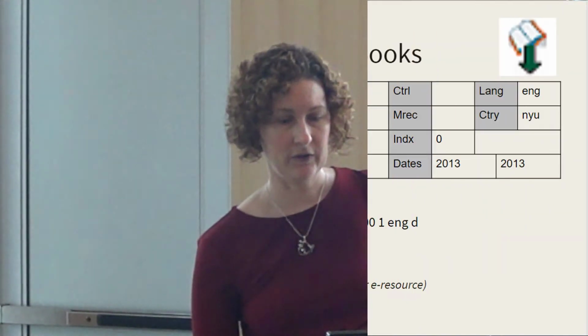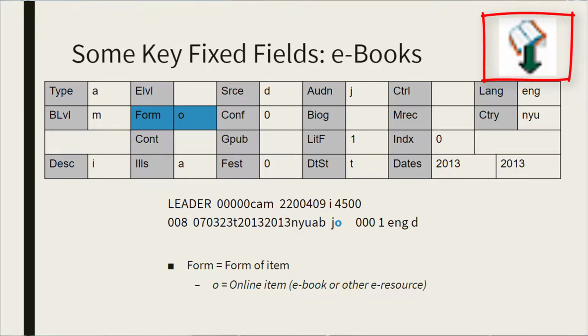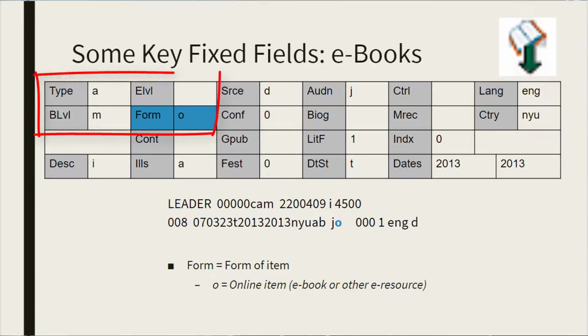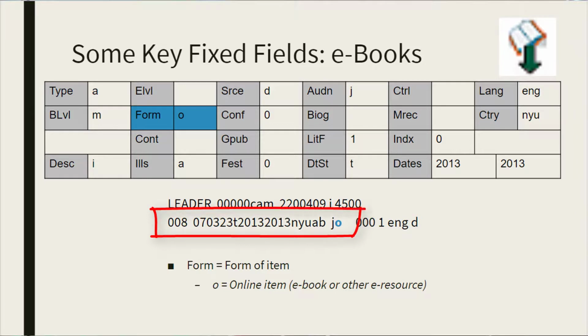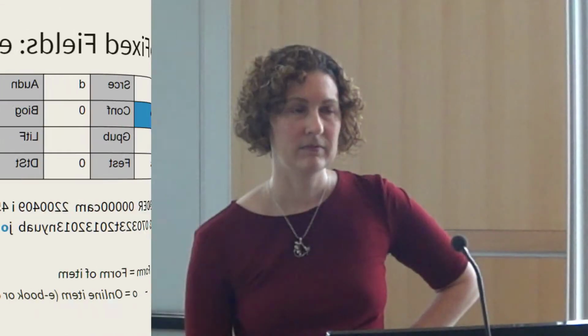For ebooks, which is this fun little icon that again is blurry, but it's the book with the green arrow, it looks the same as the fixed fields for a regular old book. The difference is that that form field is coded O. And you can see that down in the 008. It goes right after your audience coding. So J for juvenile, O saying that this is an online item, like an ebook. So those are just some key areas to look at to make sure that the icons are showing up.